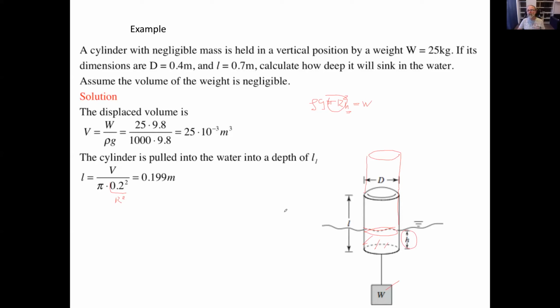Anybody say hi? Professor, the L there, is that supposed to be an H, where it equals volume over pi times 0.2 squared? Yeah, I can rewrite it. I wrote it this way. Okay, so let me do it again.